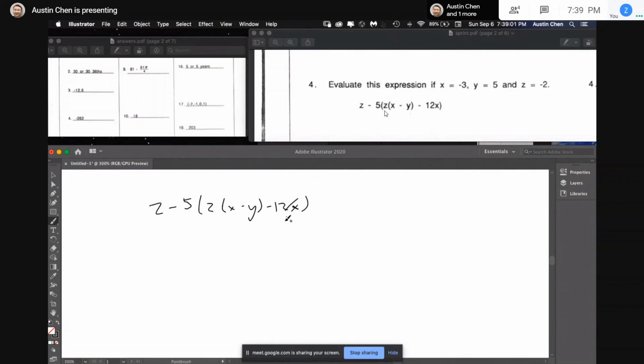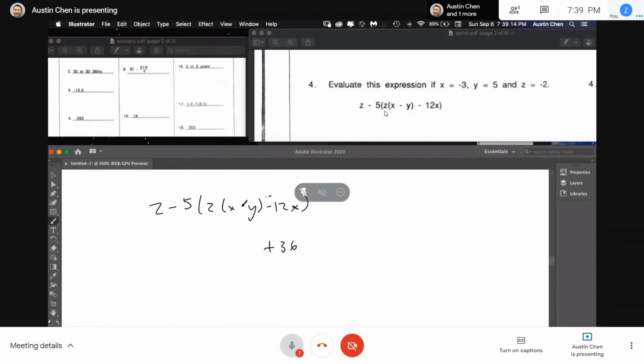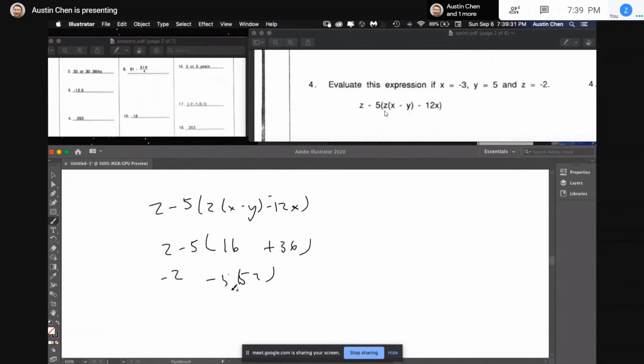So x equals -3, right? So -3 times -12 is going to be positive 36, right? And x minus y, so it's going to be -3 minus 5. That's -8 times z, which is -8 times -2, 16 plus 36. And then we have z minus 5 times that. 16 plus 36 is going to be 52 times 5. And you subtract it from z, which is -2. 5 times 52 is 260. We have -2 minus 260, so -262.